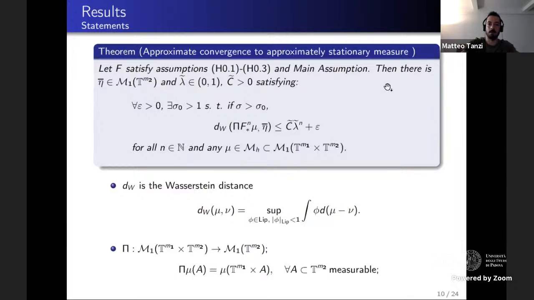So now that we have the notation out of the way, let's read the statement. There is an eta bar, a probability measure, and constants lambda tilde in (0,1) and c tilde positive that satisfy the following. Fix any precision epsilon. There exists sigma 0 such that if sigma is strictly larger than sigma 0, so if the expansion in the base is larger than this given expansion sigma 0, then the evolution of the vertical marginals of measures under the push forward of F gets closer and closer to eta bar exponentially fast, modulo the precision epsilon. So modulo this error epsilon, we observe convergence of the vertical marginals to this probability measure eta bar.